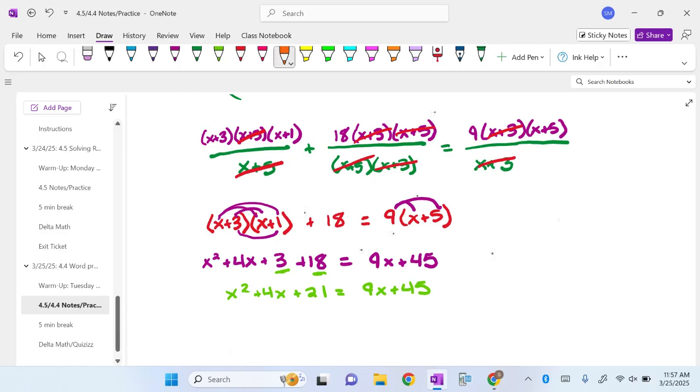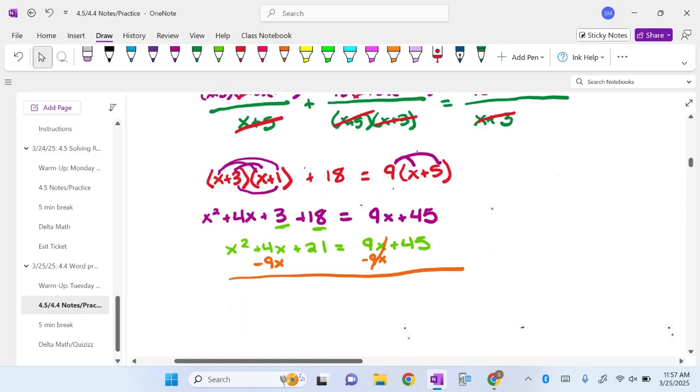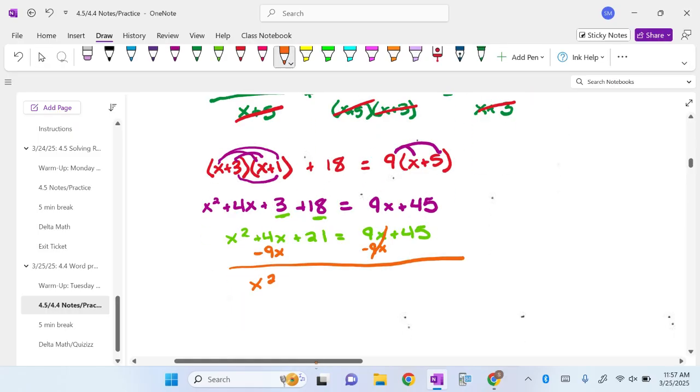I always move stuff from the side where the x squared is not, because I want that x squared to remain positive. It makes your life so much easier if it is. So I'm going to start by subtracting my 9x. What do I subtract the 9x to on the left side? The 4x, because that's the like term. So that goes away. I get x squared minus 5x plus 21 is equal to 45.